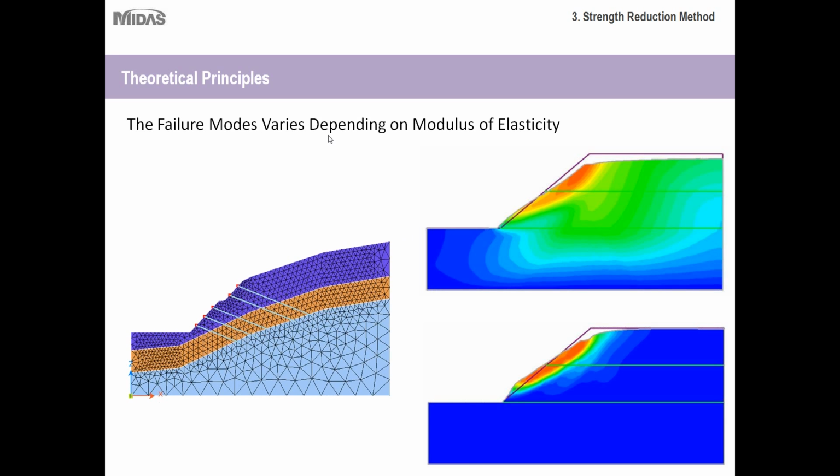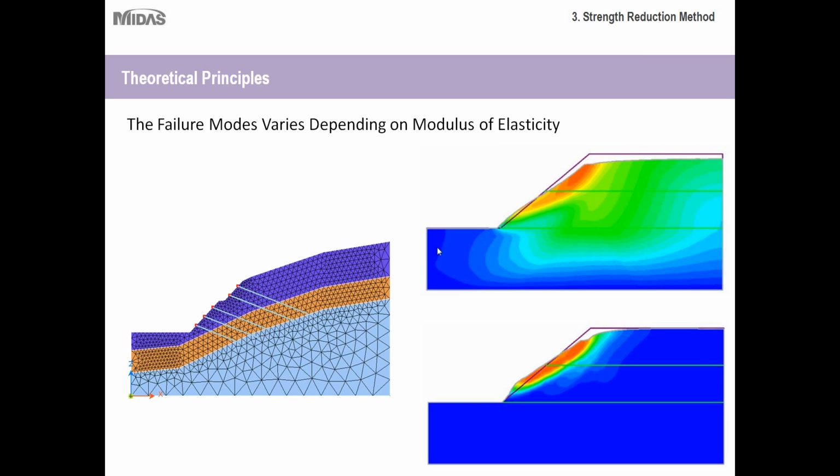One other key thing to remember is that the failure modes vary depending on the modulus of elasticity. This is one of your most important parameters whenever you're doing any type of finite element analysis. One of the key strengths of finite element analysis is that you can calculate deformations, which, depending on your project, could be a key result that you'll need in order to create a really optimized or economical design. So if you get your modulus of elasticity correct, then your deformation should be very close to what will actually happen in the real site conditions.